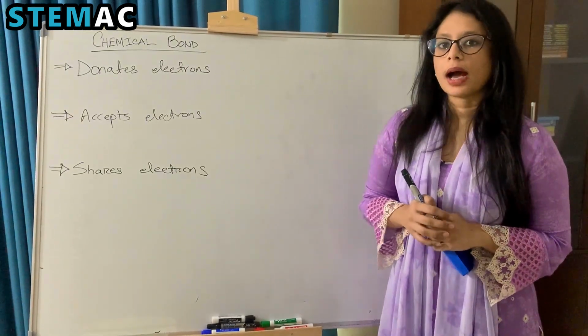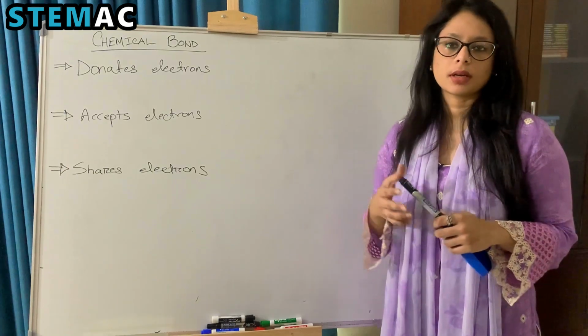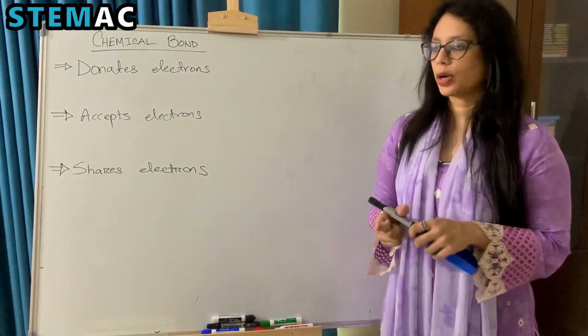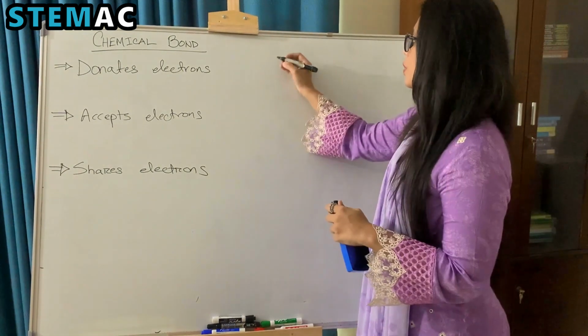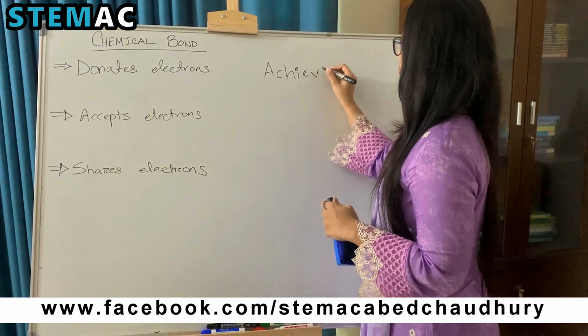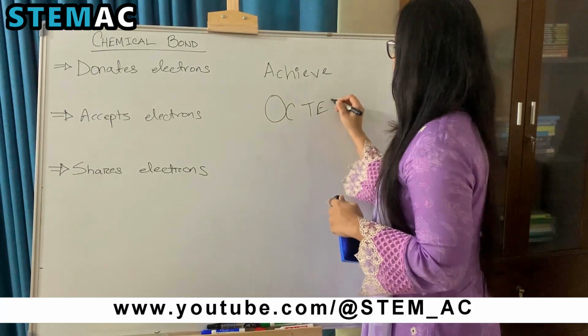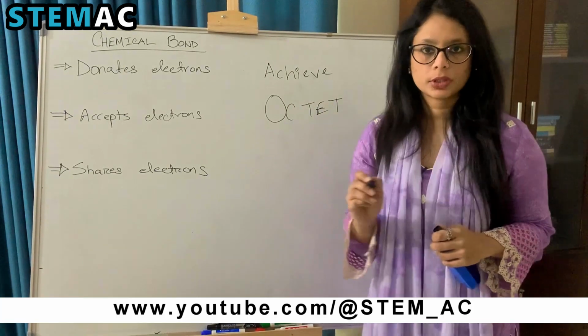Now, why are elements or compounds formed through chemical bonding? Because they want to achieve octet. They want to achieve the octet configuration. Now, what is octet configuration?